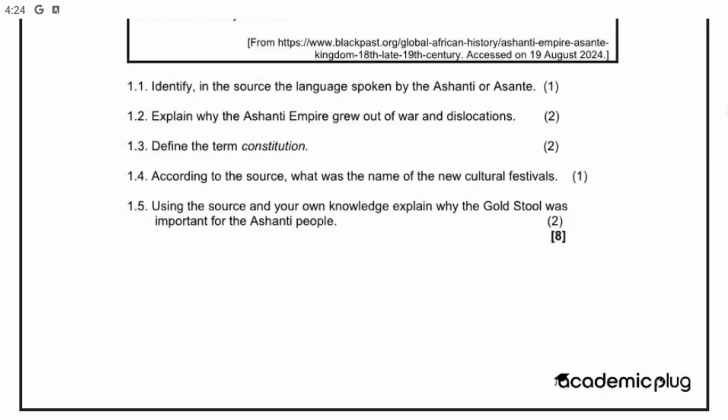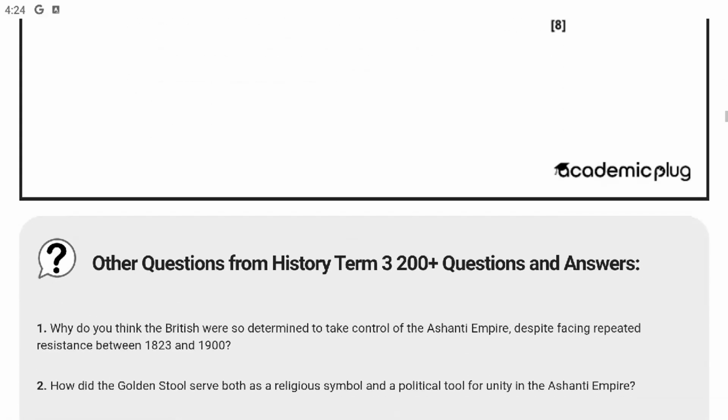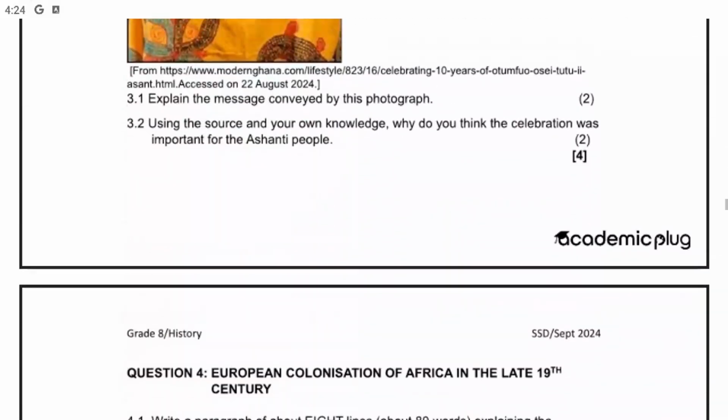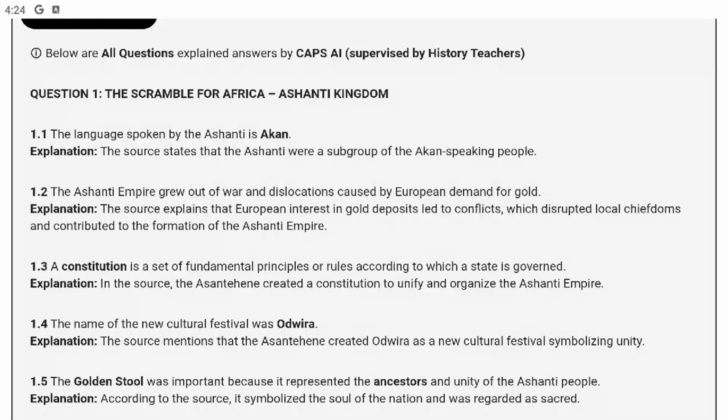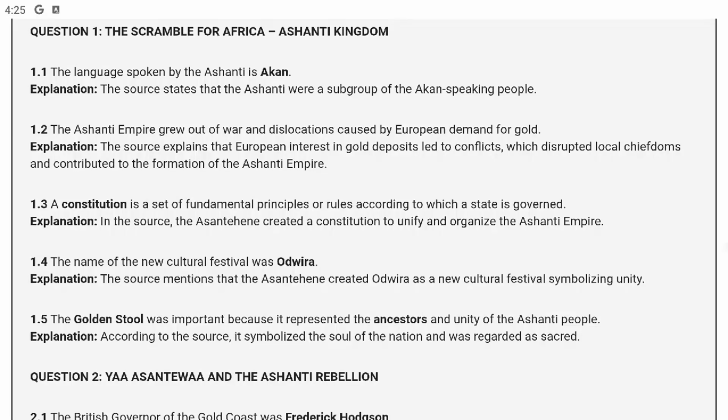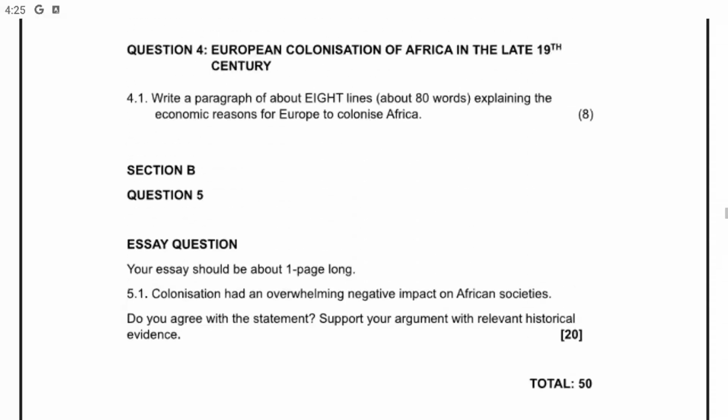But before I digress, I just want to show you something. The Akan, right? It was stated in the context that the Ashanti were a subgroup of the Akan speaking people, so you can leverage that. Okay, 1.4 is what we're doing next.